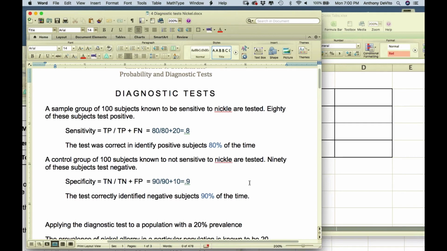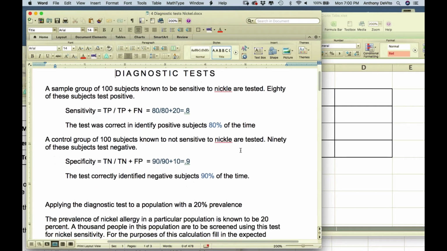Okay, so let's say that this drug manufacturer decides that he has a pretty good test for nickel sensitivity. And he tests this on people that are known to have a nickel sensitivity, right? He knows that these people have a nickel sensitivity. He finds that 80% of the time, it correctly identifies them as having a nickel sensitivity, right? That's called the sensitivity of this test. This test is 80% effective. The sensitivity is 80%, so 80% effective at identifying this disease, nickel sensitivity, okay?